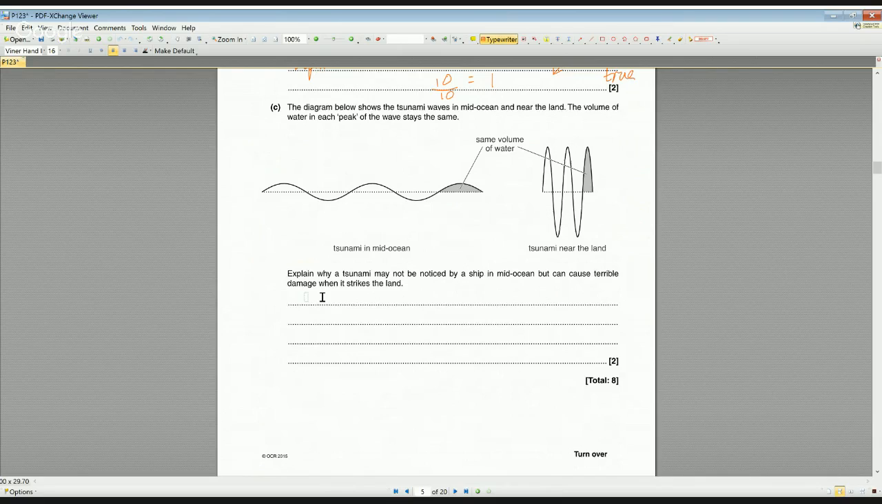Well, you'll notice that near the land it has a bigger amplitude, which means the wave is taller. There's a couple of reasons why that could cause additional damage. Taller waves can get over obstacles or move further inland.